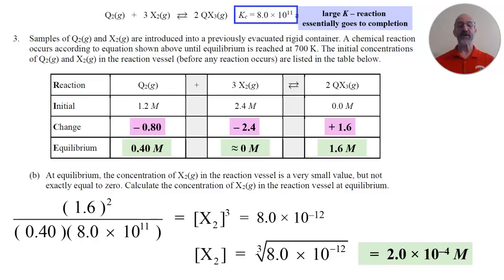So to answer question 3, we had a RICE table. We had to consider the large value of K, which means that the reaction essentially goes to completion, and we had to consider the concept that limiting reactants were available, and X2 was identified as the limiting reactant. And then we finally did a little bit of algebra, simply plugging in all of the values that we knew, and then solved for the one value that we didn't know, which was the concentration of X2 at equilibrium. Well, hopefully all of that makes sense to you.